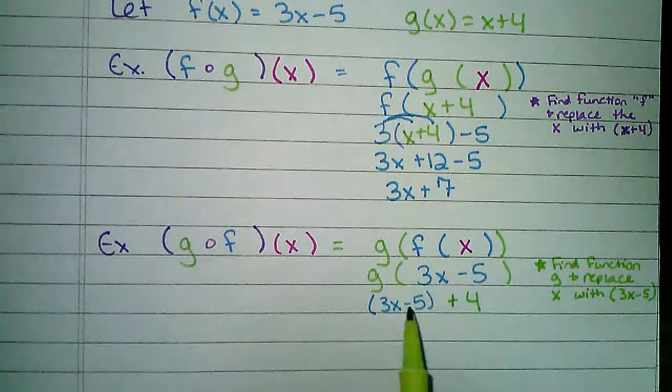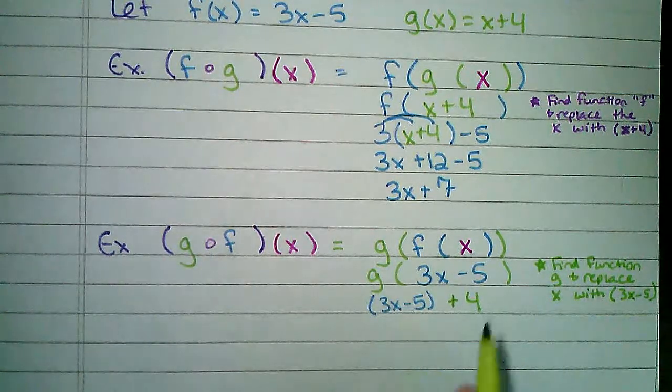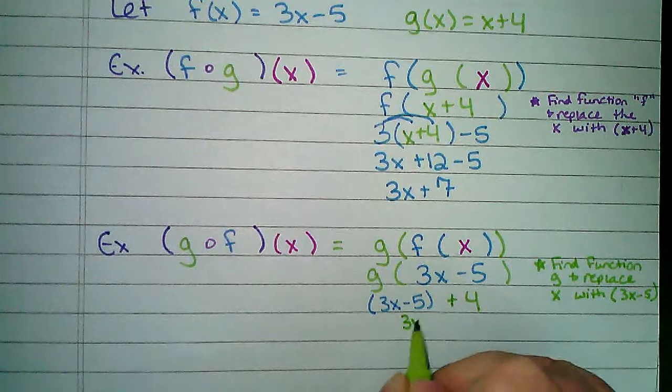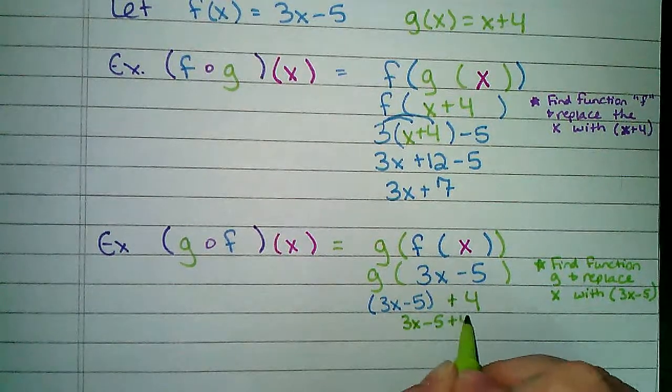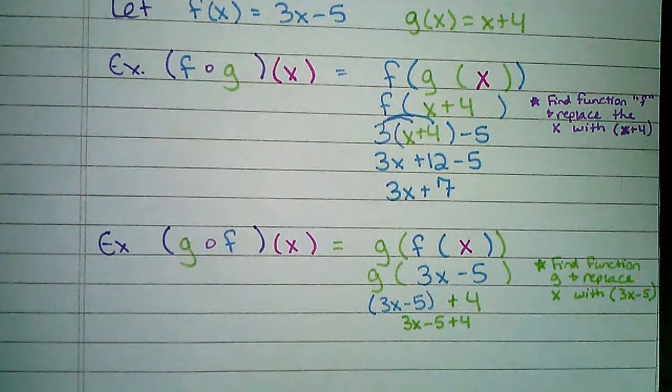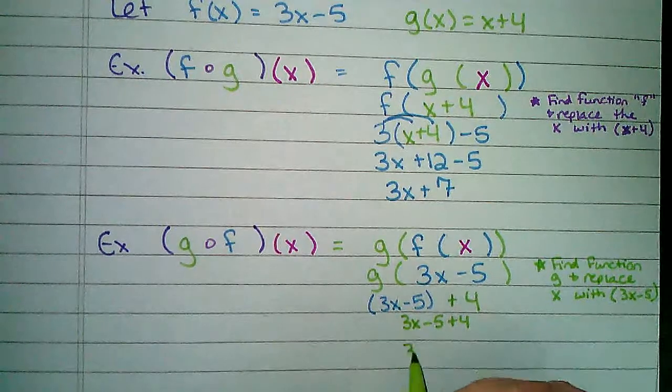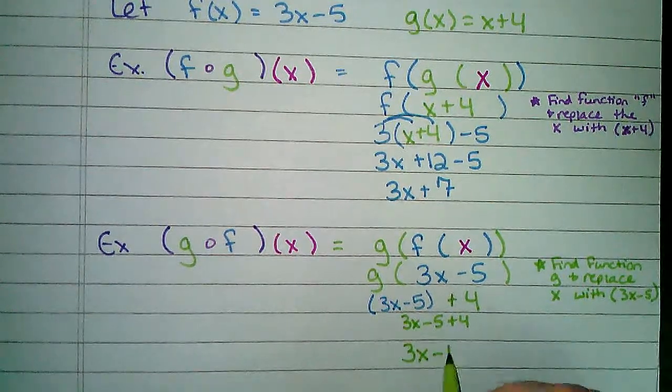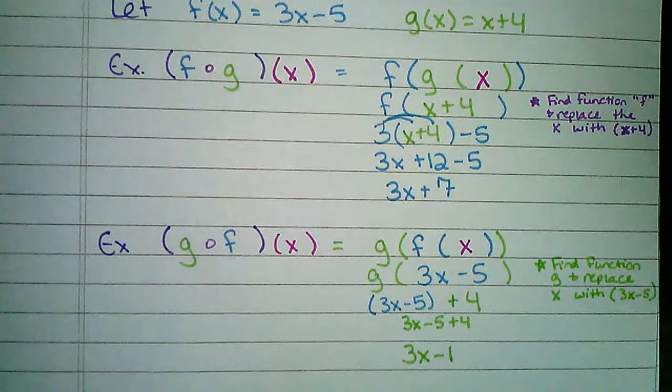Okay, so double check inside the parentheses. Is there anything I can do? Nope. So this just becomes 3x minus 5 plus 4. Combine like terms. Let's see. My like terms are 3x minus 1. So that is my final answer.